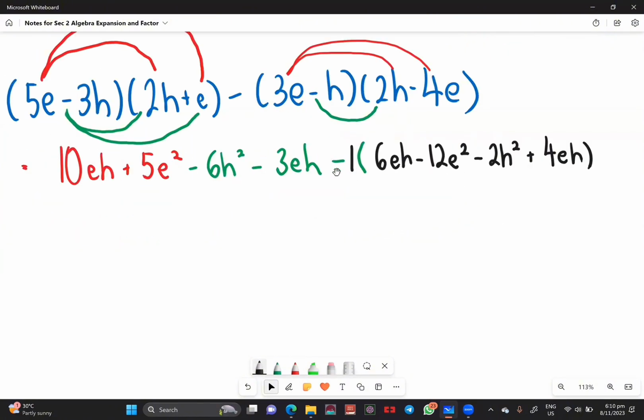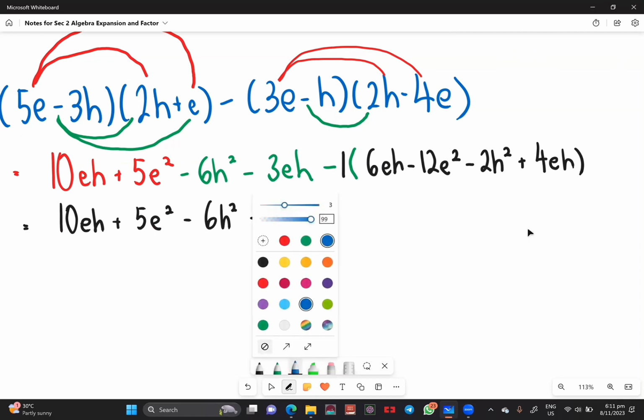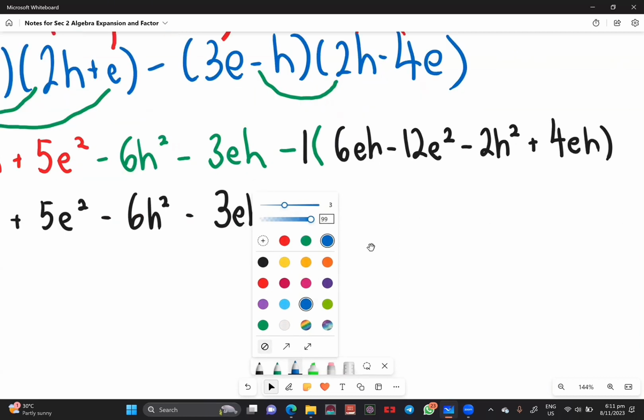Okay, now the trick is this part. All right, if you cannot understand this, or if you are not able to multiply negative to this over here, then you are going to face a huge problem. Okay, whatever I have before, I'm just going to copy it down first. Then 10eh plus 5e squared minus 6h squared minus 3eh. Okay, here comes the trick. I'm going to use blue color, so fix your eyes on that color. Okay, you see, watch this.